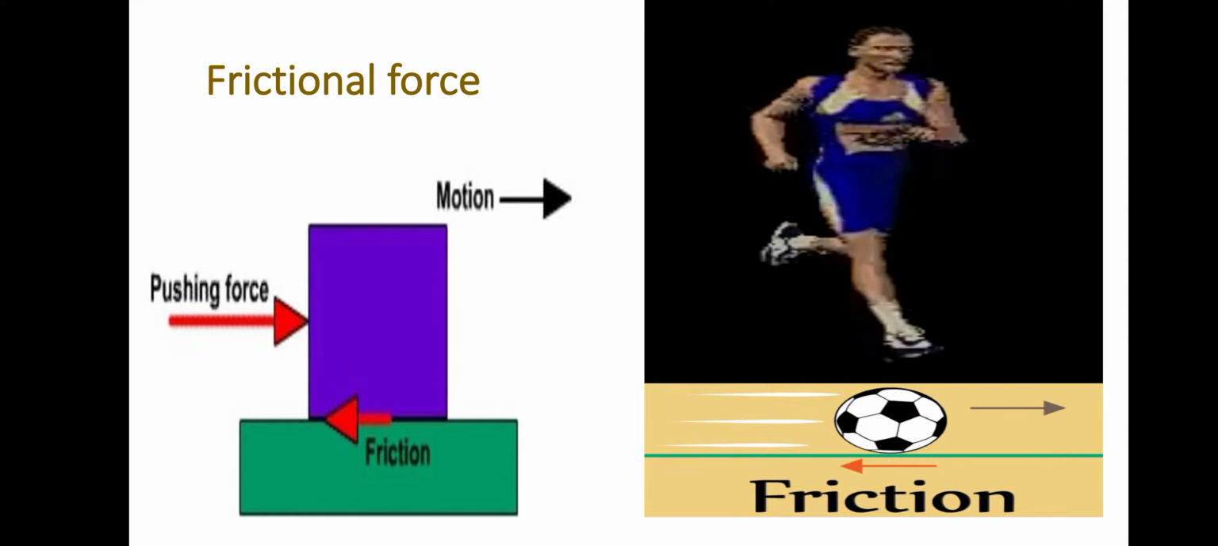We experience friction while running, while moving an object from one place to another. A ball, when rolled on ground, automatically stops after some time due to the frictional force, that is the opposing force of the ground.